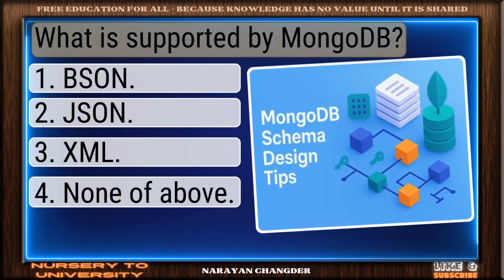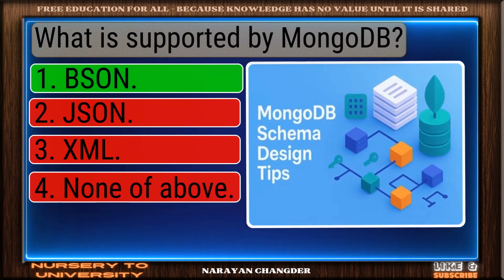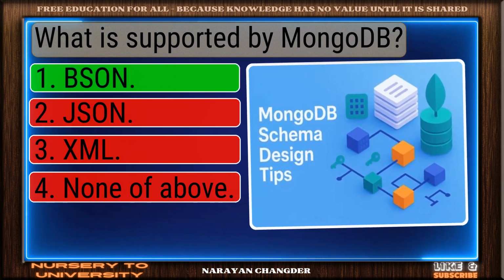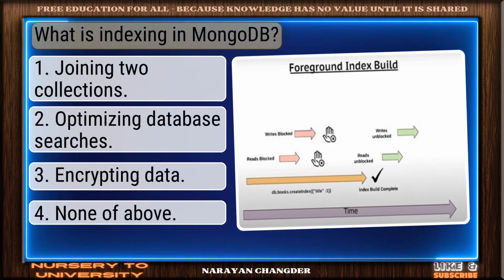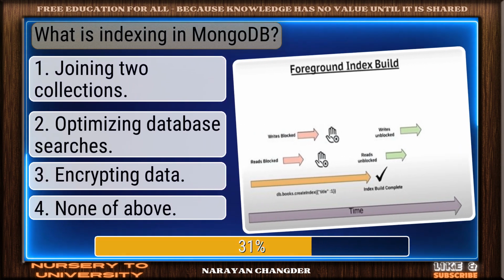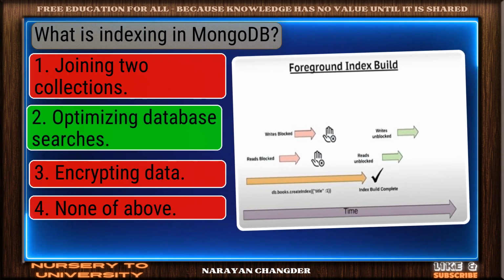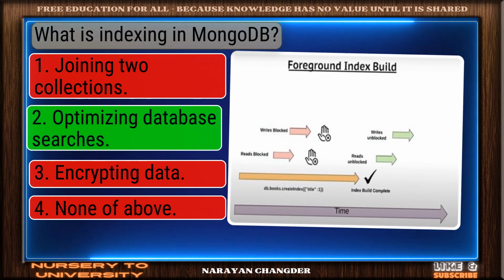Question number 67. What is supported by MongoDB? Excellent choice. BSON is the right answer. Question number 68. What is indexing in MongoDB? Smart move. Optimizing database searches is an accurate answer.